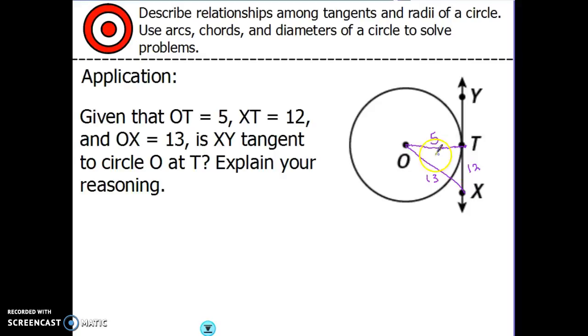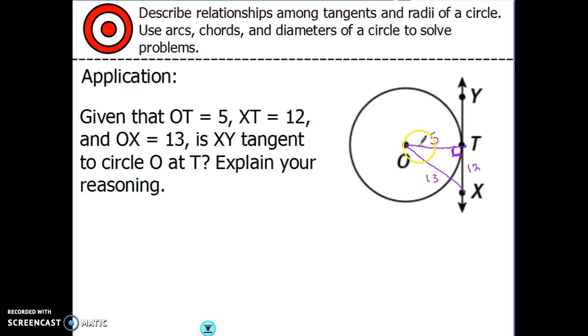Okay. Notice what we just made here. We've got a little triangle going on. And actually, I don't know yet that XY is tangent to circle O. What I'm trying to determine is, is it tangent? Well, based on that theorem that we just read, either we could know that it's tangent, and then we would know it's a right angle, or if you think of it the other way around, what if I can show that this is a right angle?